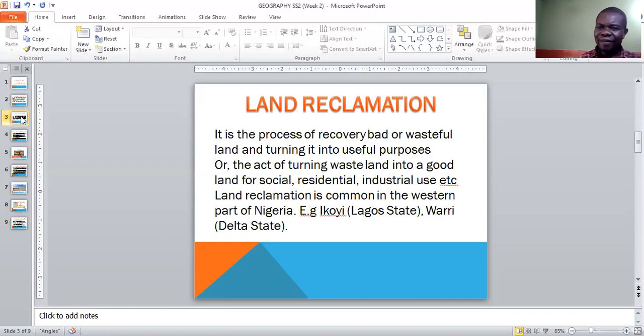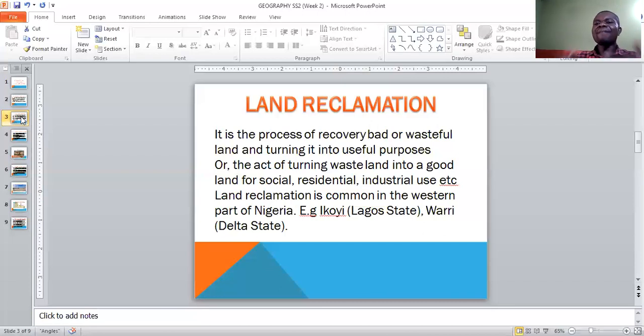Just also, we have other things at home that we need to recover. When you say recover, it doesn't mean it's not in your possession. It could be in your possession, but you are not making use of it. It is waste to you. That is what we mean by land reclamation.